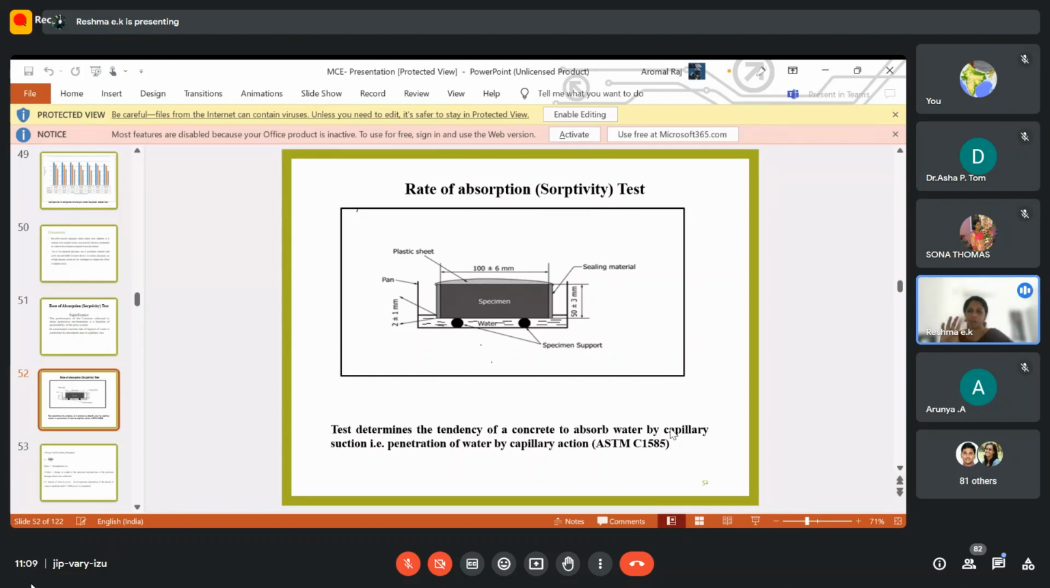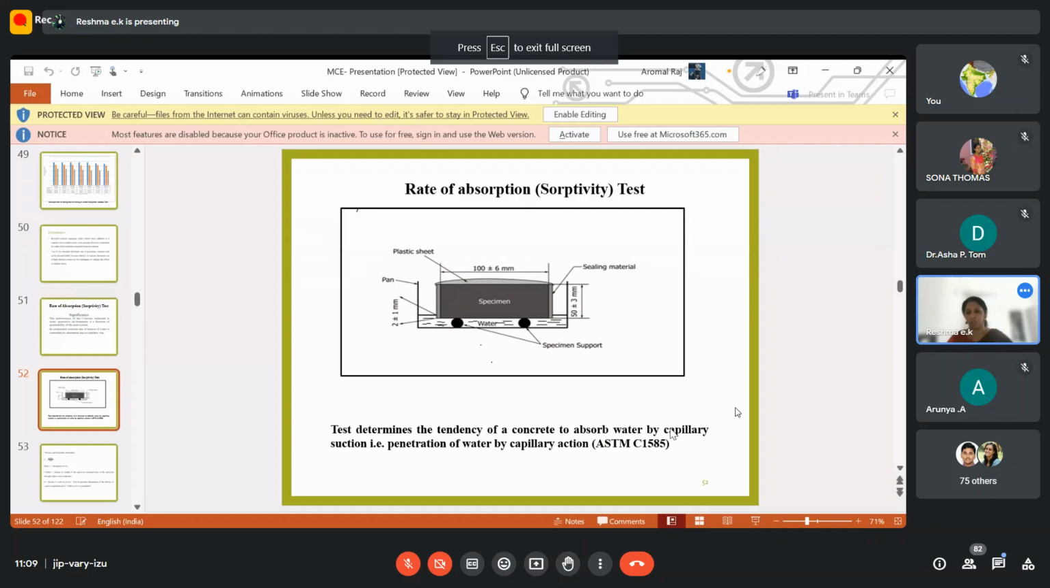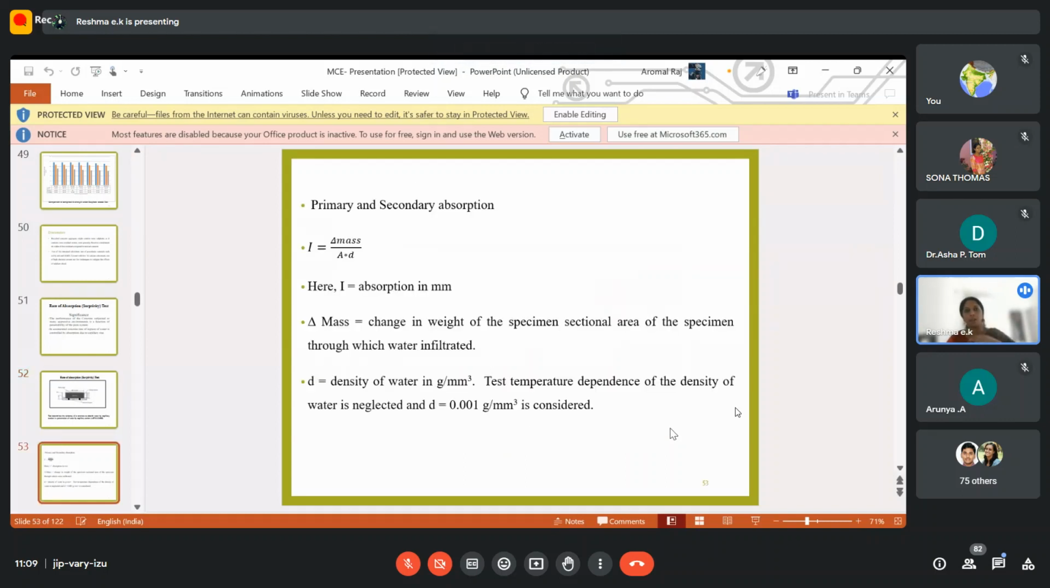Initially a 150 mm diameter, 300 mm cylinder is cast. Top 25 and bottom 25 mm is cut, and then the remaining portion is cut into 3 different samples of 50 mm height. Then conditioned as per ASTM, because it was cured for 28 days and kept in the oven for 7 days. Then again all the sides are sealed, and only the bottom is kept for the water penetration. This is the absorption formula which I've used.